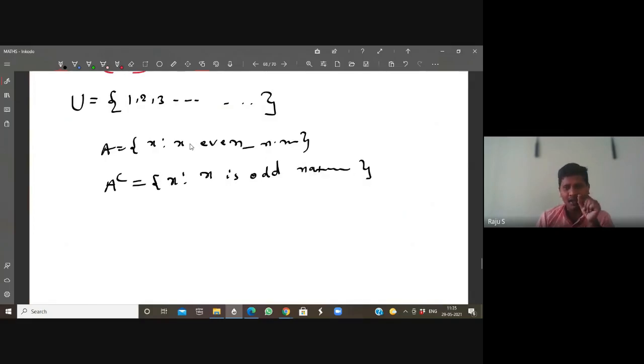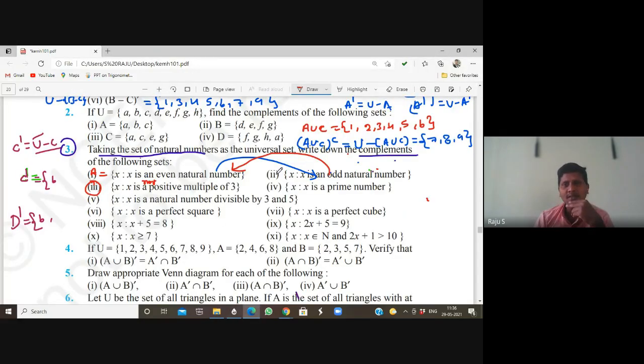So we can write like this also. A complement is X such that X is not an even natural number. Not even means it must be an odd natural number. In the same way, the second subdivision you can take as capital B. Capital B is equal to X such that X is an odd natural number. Even you can write directly here; it is not required to take A, B, C like that. If you take it, it is good, you'll get full marks.